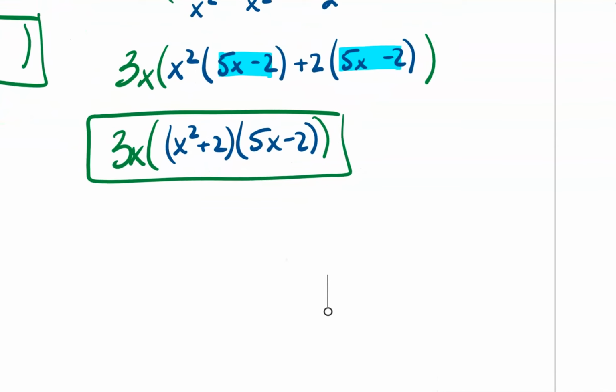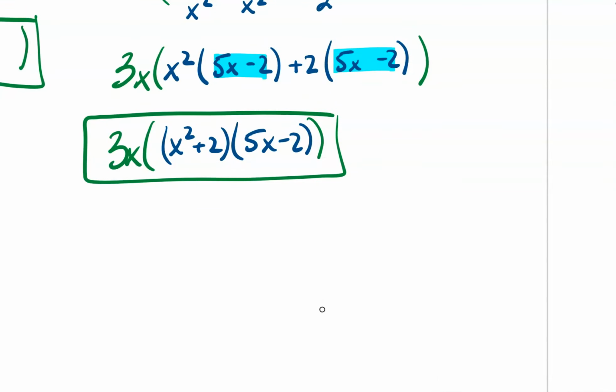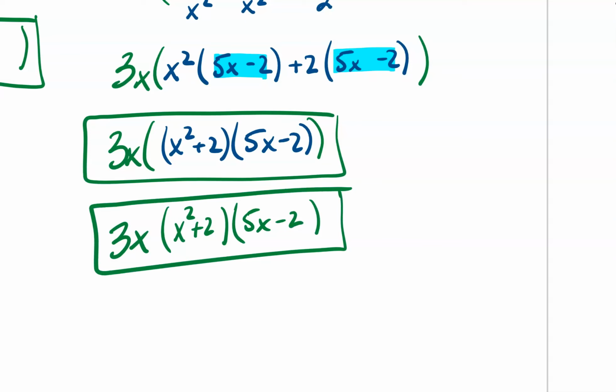Now it looks a little bit strange because we have the double parentheses here. There's nothing wrong with that. That's okay. But also in reality, we don't need that double parentheses. We can leave the 3x written right next to the x squared plus 2 and the 5x minus 2 without the extra set of parentheses. Neither one of these solutions are fine, and I believe both would be accepted by MathExcel.